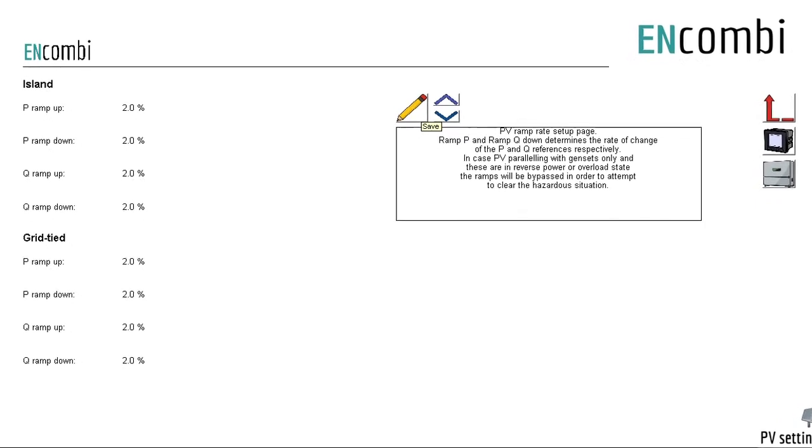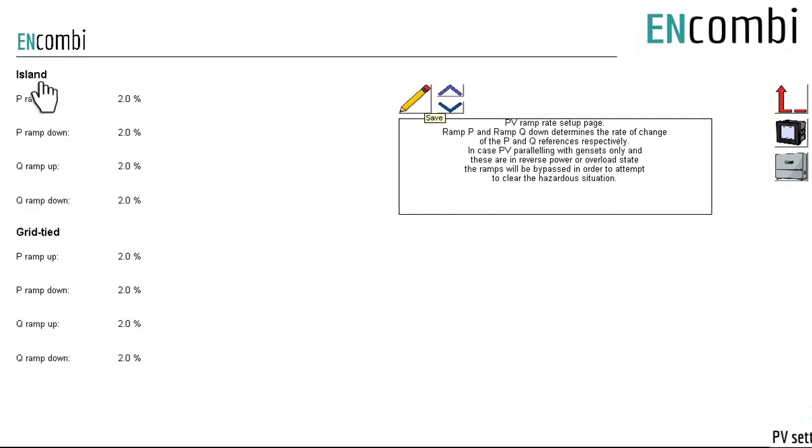There are two options. First is the island setting, which is the PV parallel with genset. Second setting is the grid tied setting, where the PV is parallel with grid. Both island and grid tied settings have two sub-settings which are ramp up and ramp down for both P and Q.